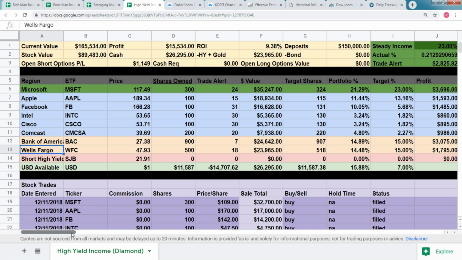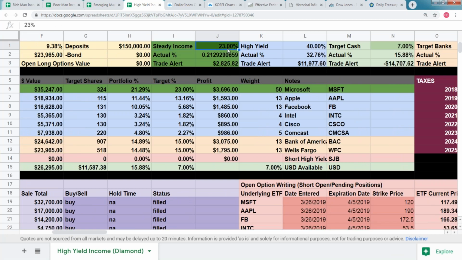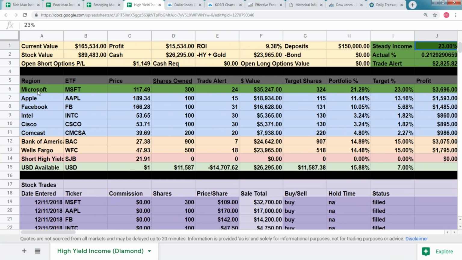If we scroll up here, you can see that we've set 23% for steady income, which targets this Microsoft position, which is arguably the most important security. Henry Wong, what is the win-loss for the SPY program?